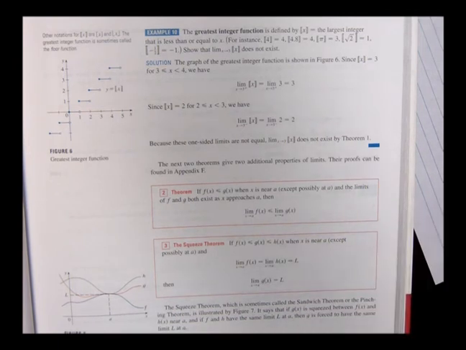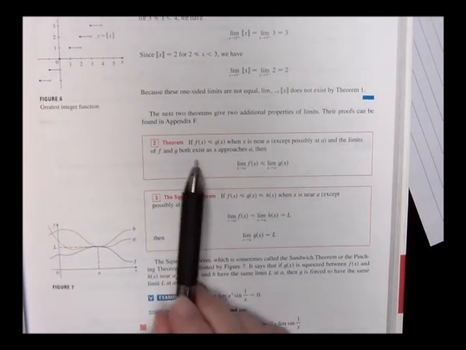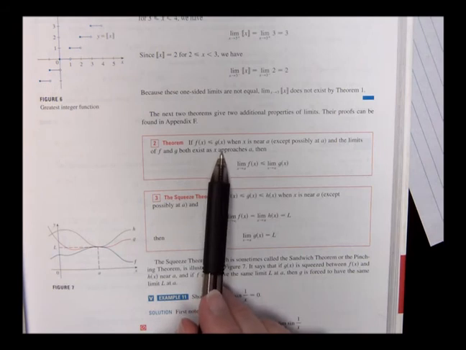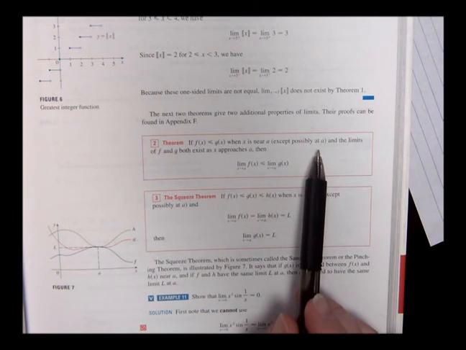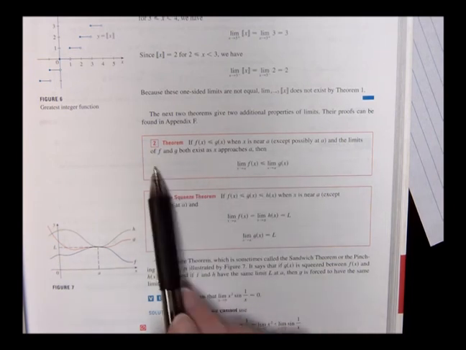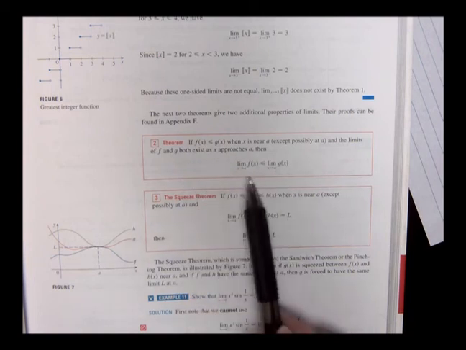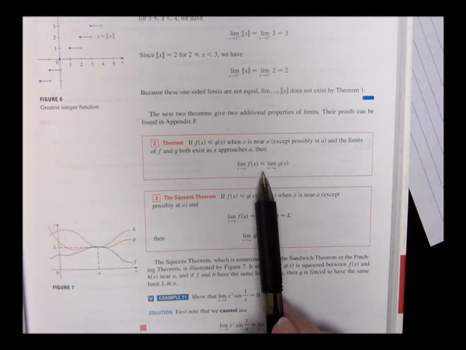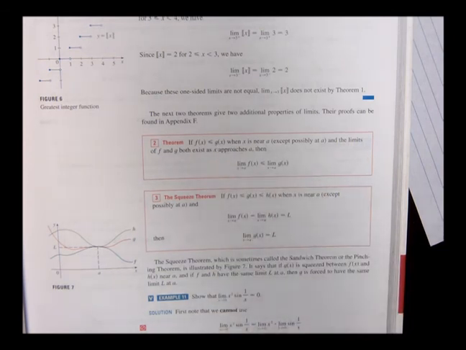Now, another theorem. If you have a function and it's smaller than or equal to another function when x is near a, except possibly at a, because remember with limits we're not looking at the exact value at a, and the limits of f and g both exist as x approaches a, then the limit of the first function is also going to be smaller than or equal to the limit of the second function. And this leads us to what's called the squeeze theorem.